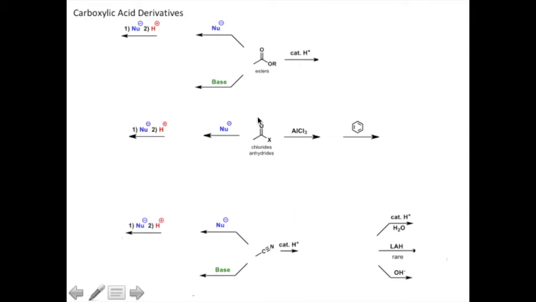Esters, chlorides and anhydrides, nitriles. There's a lot of similarities between them. What will happen when nucleophiles react with these polar groups? Think also right away which particular nucleophiles you've seen react with these groups, and what happens when they react twice.